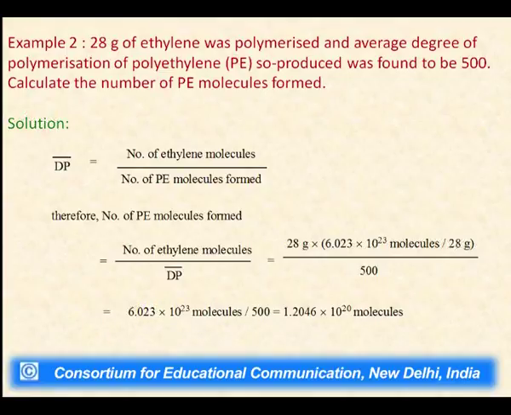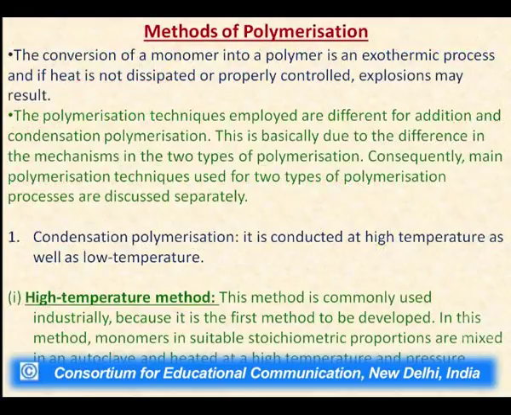To solve this problem, the degree of polymerization is equivalent to the ratio of the number of ethylene molecules to the number of polyethylene molecules formed. Therefore, the number of polyethylene molecules formed is equal to the number of ethylene molecules divided by the degree of polymerization. From this equation, the number of polyethylene molecules in this case is found to be 1.2046 into 10 raised to power 20. Based on these equations, you can solve this type of problem.